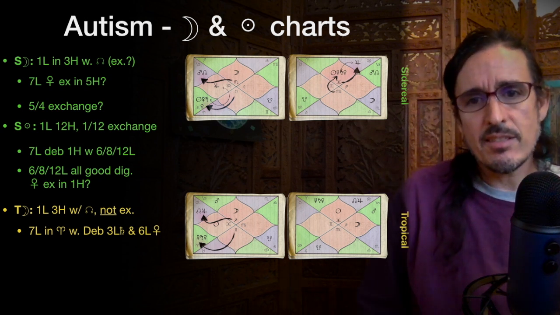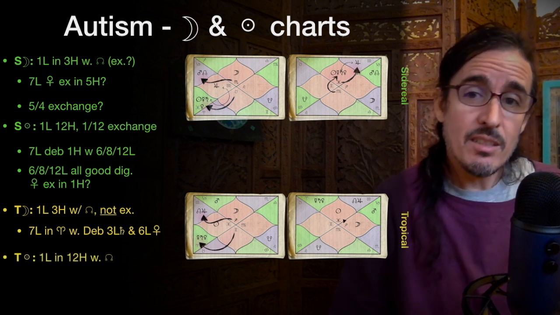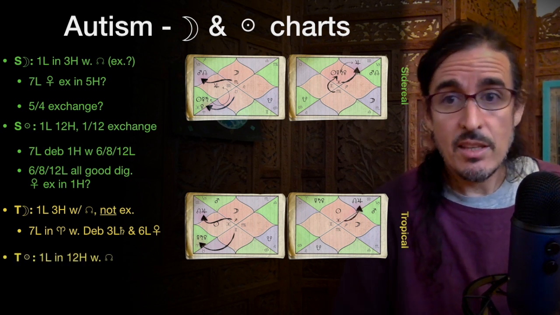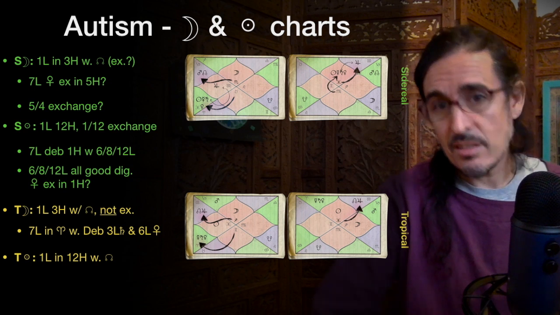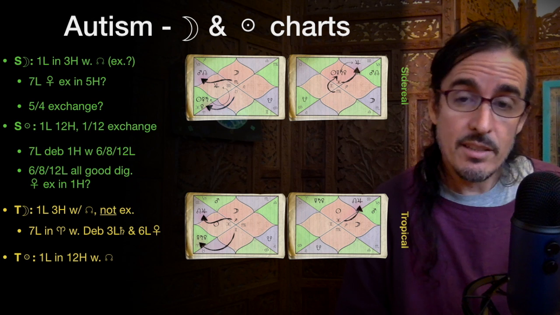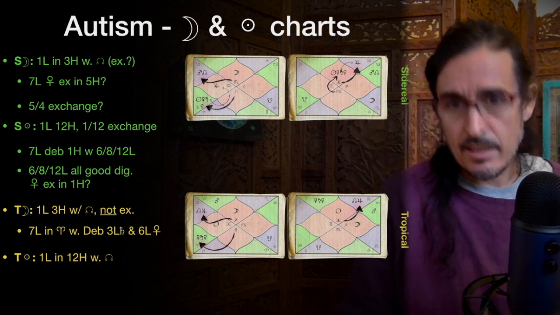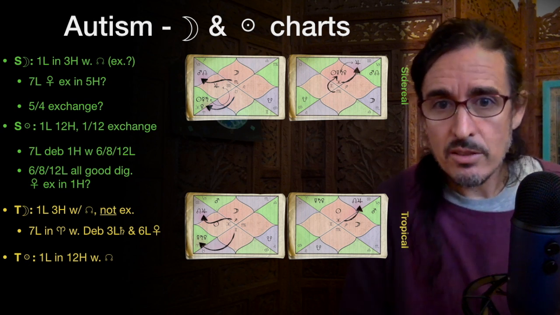And if we look at the sun-based tropical chart here, just like with sidereal, we still have the 1st lord in the 12th house, which is good for describing a person that's in a different world than everybody else, on a different page. And this time it's in the 12th house with Rahu. So it's depicting a person that's a bit strange.